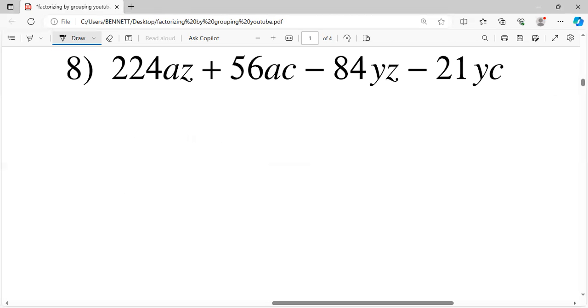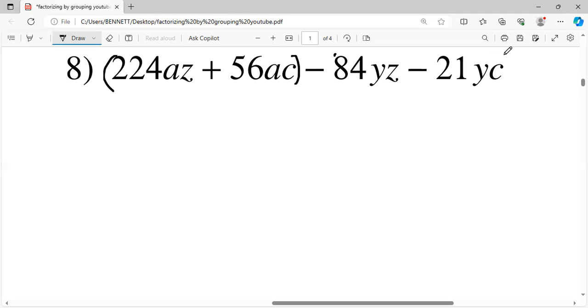Oh, this one has some big numbers. Nevertheless, it can be done. Alright, so we have 224az plus 56ac minus 84yz minus 21yz. So put them in brackets. That's the first move.